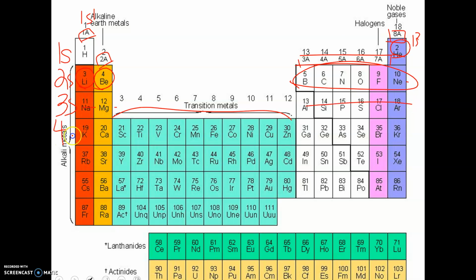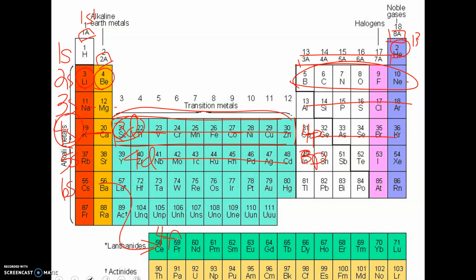Then starting with 4s is our fourth row, and remember the order that they fill: it fills 4s, then fills 3d, and then it fills 4p. That's why the d's are organized this way, because it's organized in the order that the electrons fill. So 4s, then 3d, then 4p. Then if you remember, it's 5s, then 4d, and then 5p. And then 6s, and then it comes down here and fills 4f, and it goes from there.